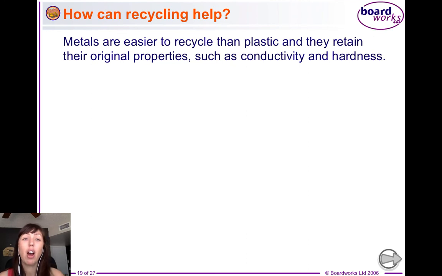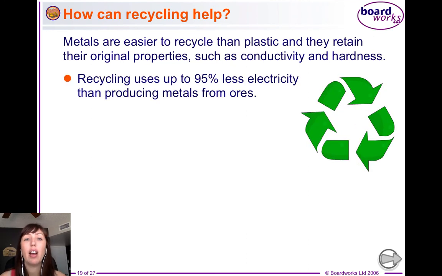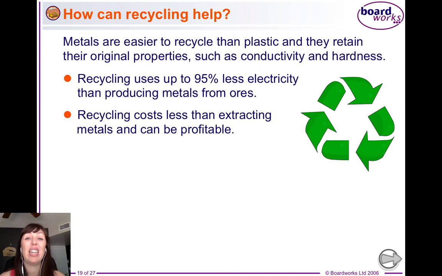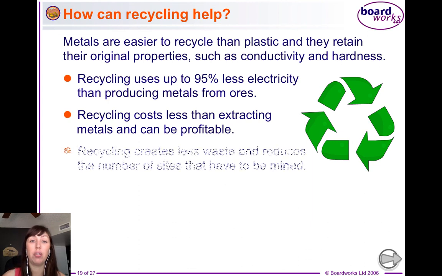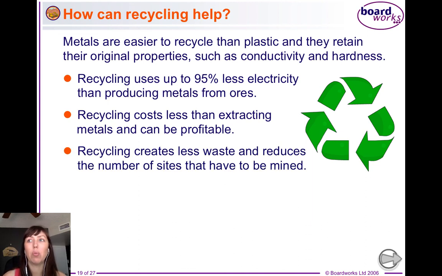Okay, so metals are easier to recycle than plastic because they retain their original properties after being recycled, like conductivity and hardness. Recycling uses up to 95% less electricity than producing metals from ores. So, recycling metal that's already been used, you don't have to extract it from its ore. You're just melting it down and reusing it, which is a lot more profitable.